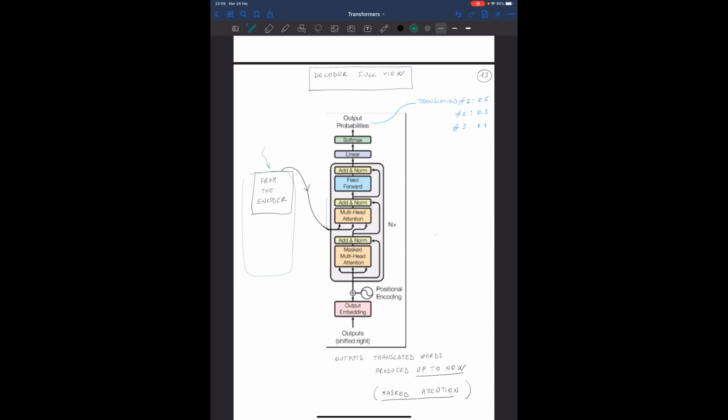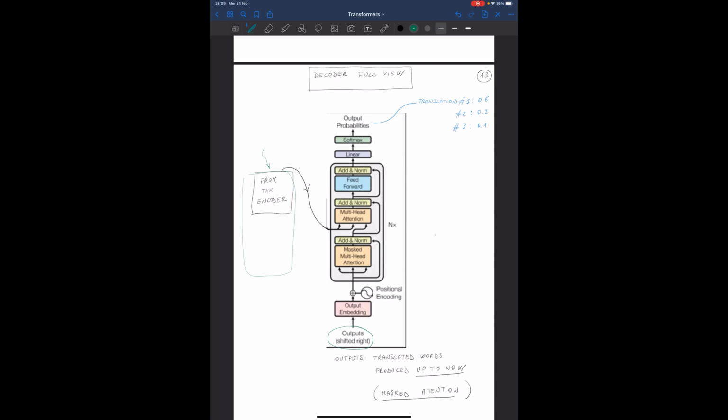So we have the output shifted right, it says. So basically you have the outputs that you produced up to now. So if you are translating, you have the first word that you translate. Then to produce the second word, you use the first word that you already translated, plus you use again this input coming from the encoder.